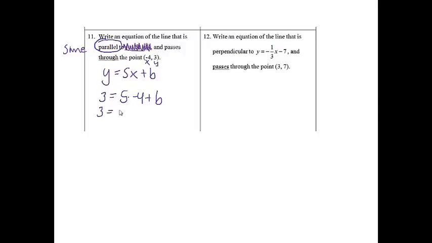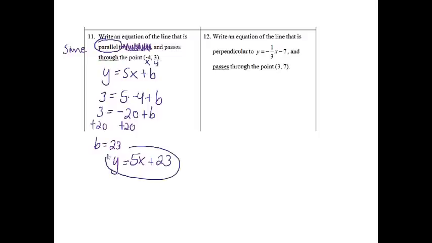I'll get 3 equals 5 times -4 is -20 plus b. And then to get rid of the -20, I will add 20 to both sides. So I'll get b equals 23. So the equation of my line will be y equals, I'll just come right back up to this first one that I wrote, 5x plus I found out that my b was 23.